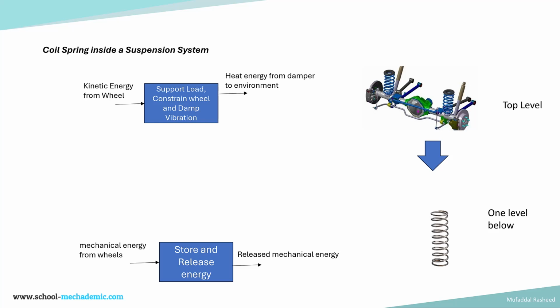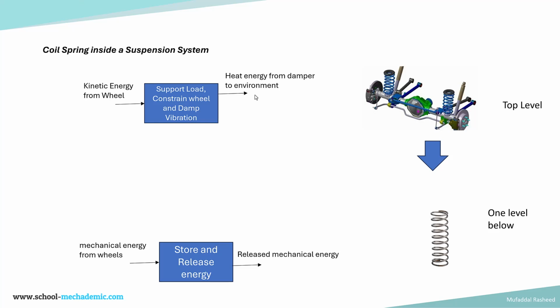The coil spring is performing a sub function, and that sub function is to store and release energy as the suspension goes up and down, or the wheel goes up and down. The input is that the mechanical energy from the wheels comes in, and then once it is rebounding, it releases that mechanical energy. This keeps happening in the suspension system continuously, and that defines the function of the coil spring. The coil spring is basically a device which is used to store and release energy. That's the primary function of a coil spring.